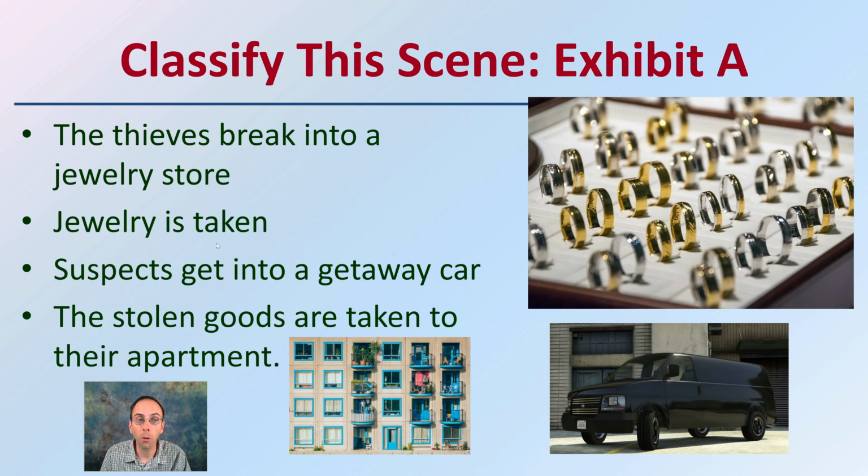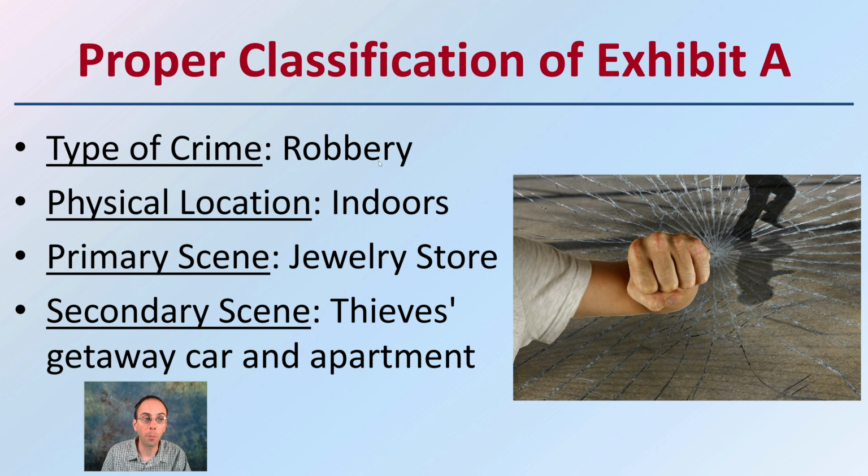So looking at the scene, how do we classify it? Well, with the information presented here, we'd be looking at a robbery. That'd be the type of crime. It'd be located indoors. The primary scene would be the jewelry store, but we also have the secondary scenes of the thieves' getaway car and also their apartment. So again, this is how we would classify the scene provided there as Exhibit A.